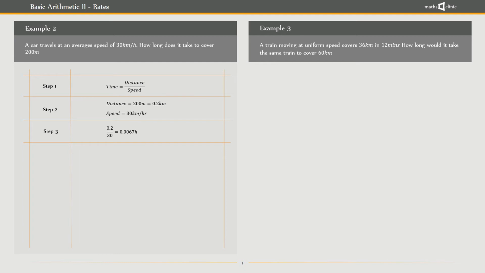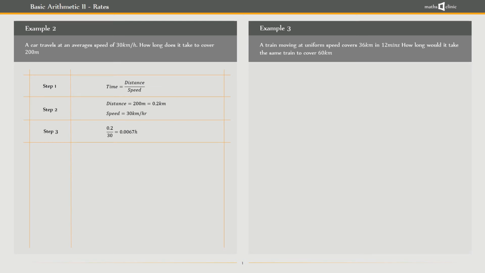So we've been given two instances here. It says the train covers 36 kilometers in 12 minutes, at a given speed. And it's asking you how long will it take the same train to cover the distance of 60 kilometers moving at the same speed.